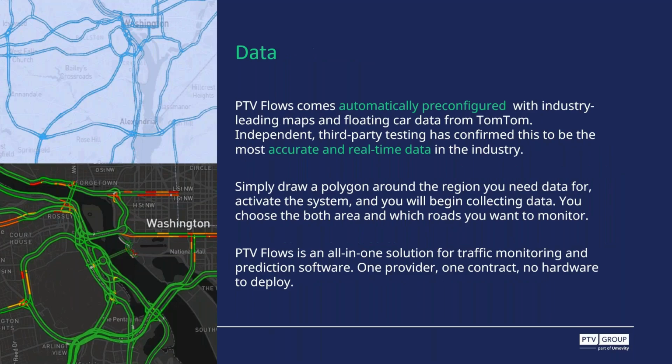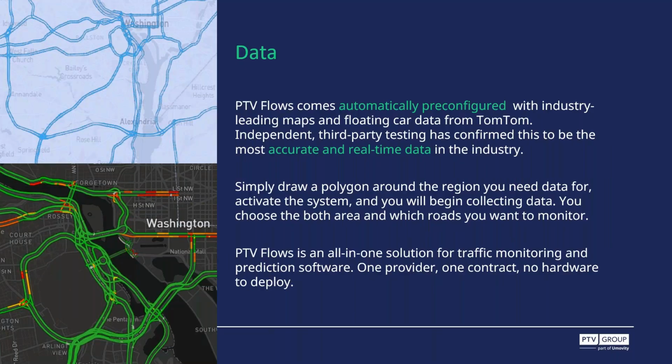So the first input into this is the data side. Flows comes with all the data you need to use the system, and we've partnered with industry-leading partner TomTom to provide floating car data. This really eliminates the need for you to have multiple contracts with multiple vendors, do integrations, all those sorts of things. It's all built into a single platform that you can access through the web browser.